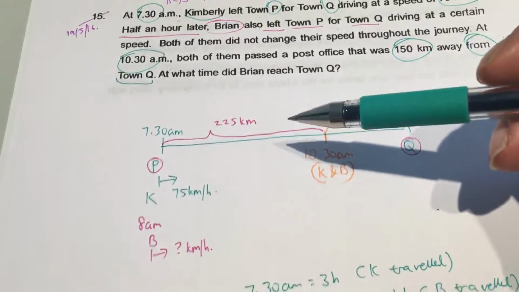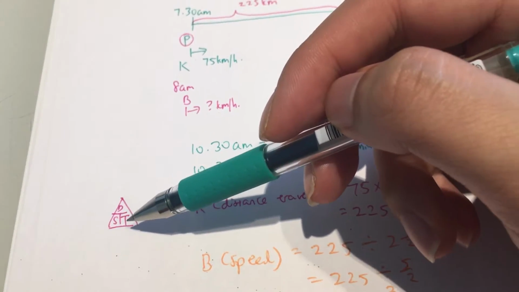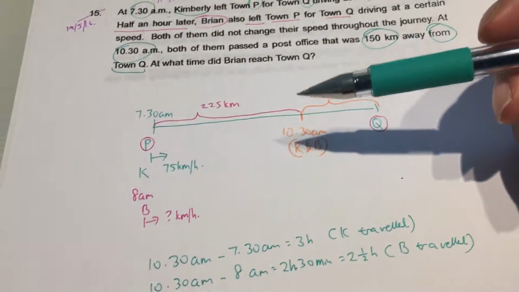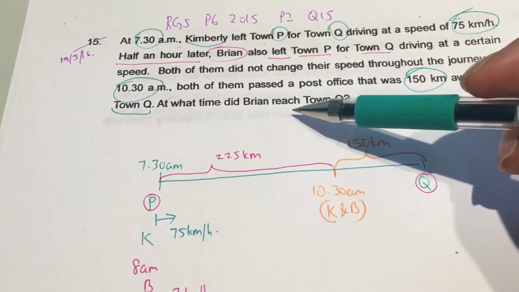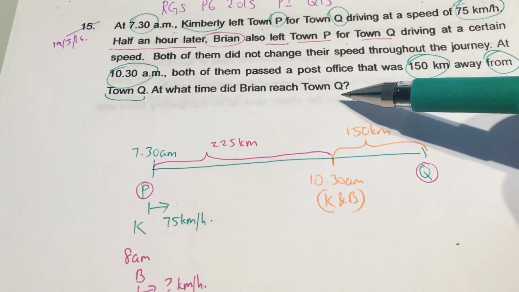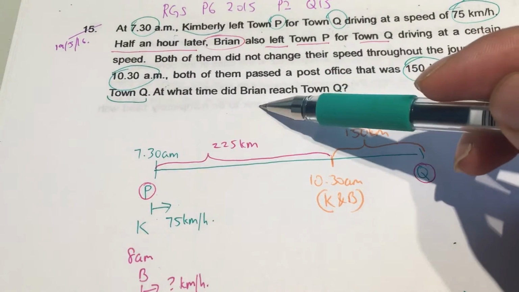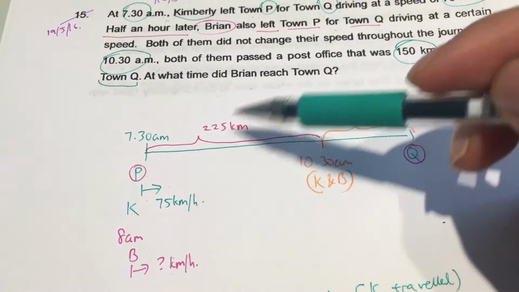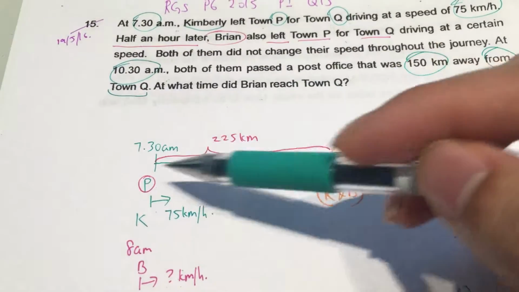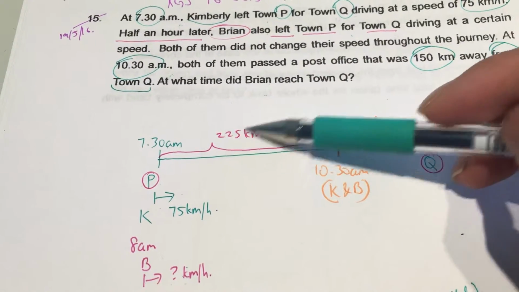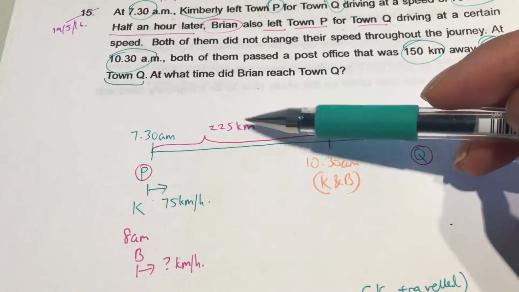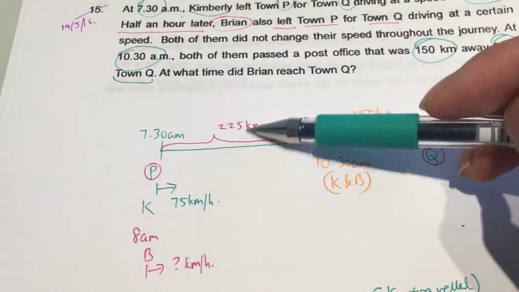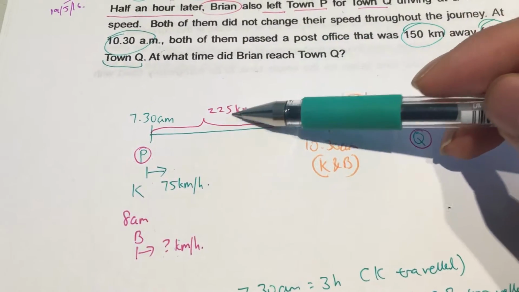So again, remember our little triangle: distance over speed times time. Now they want to know at what time Brian reached town Q. In a sense, to find the time, we need the distance, which is unknown. Okay, ignore this one because this is found later. We don't have the distance and we don't have the speed, so we need to find these two first. Even before we can find this one, we need to find this. So how do we find this one?